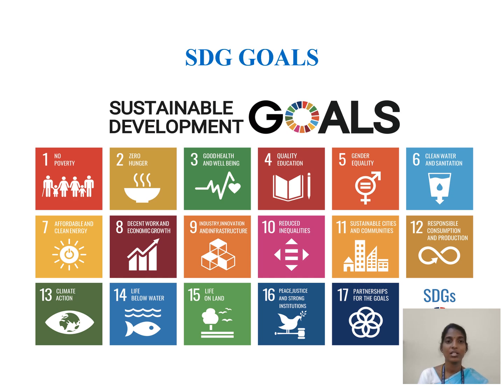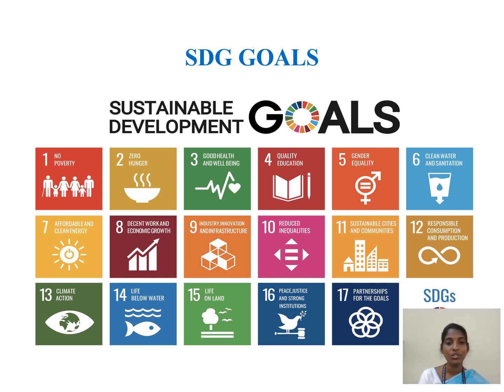SDG goals, Sustainable Development Goals. The first one is no poverty. Second, zero hunger. Third one is good health and well-being. Fourth one, quality education. Fifth one, gender equality. Then sixth one, clean water and sanitation. Then seventh one, affordable and clean energy. Eighth one, decent work and economic growth.